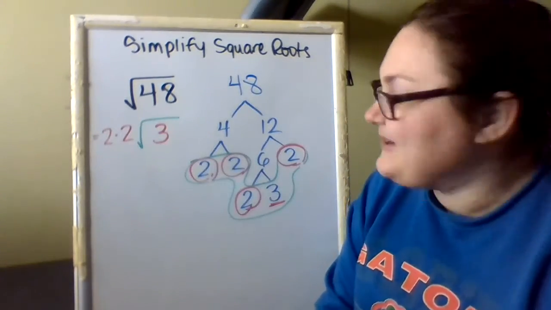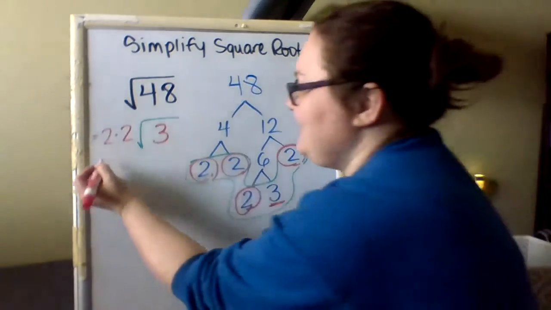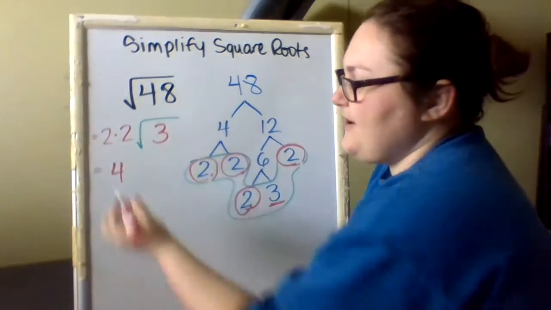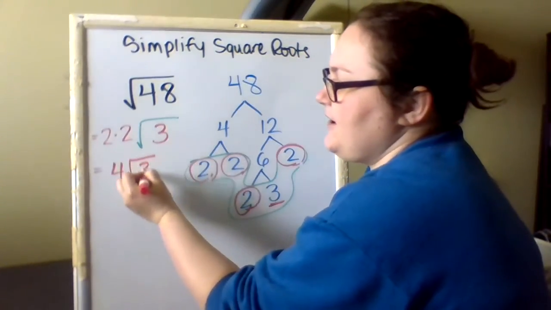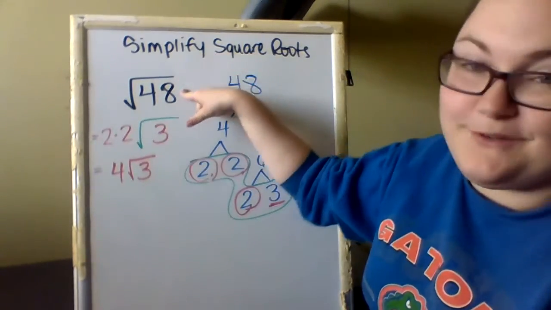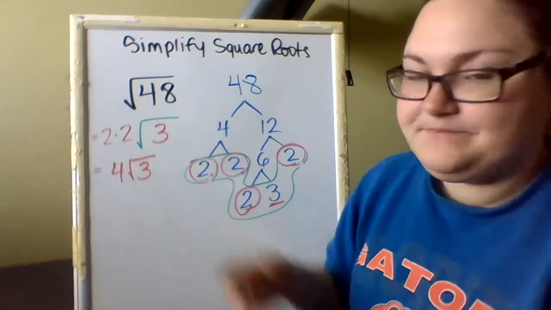Now for this one, we have an extra step. Instead of saying 2 times 2 outside, we can go ahead and multiply that. So we're going to say 2 times 2. Well, that's the same thing as 4. So our final answer is 4 square root of 3. We're saying the square root of 48 is the same thing as 4 times the square root of 3.